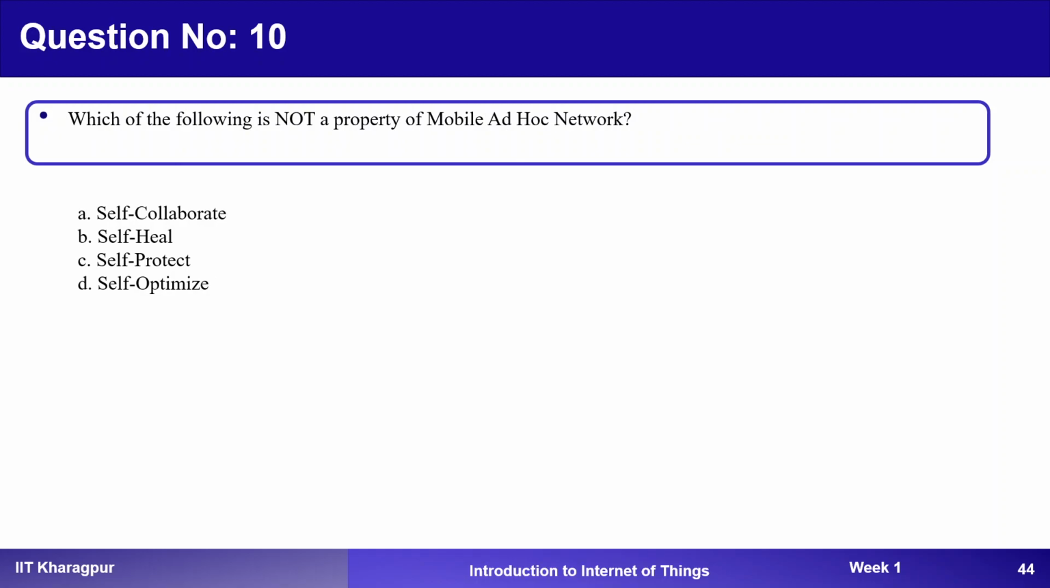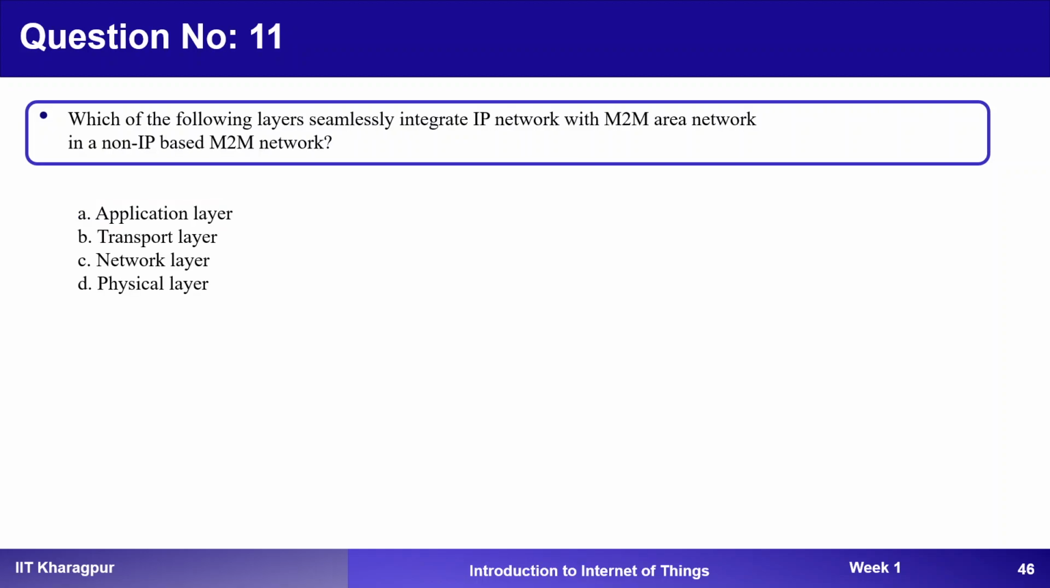Now next question is, which of the following is not a property of your mobile ad hoc network? Self-collaborate. So what should be instead of your self-collaborate? Question number 11. Which of the following layer seamlessly integrate IP network with your M2M area network in a non-IP based M2M network?